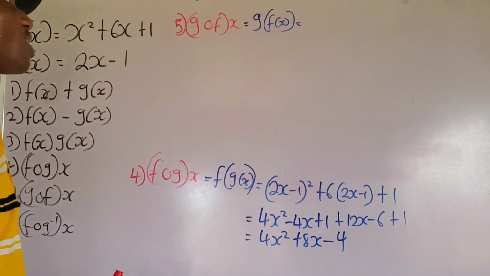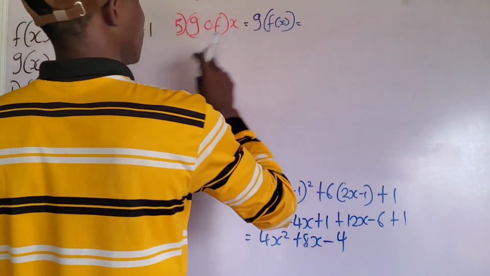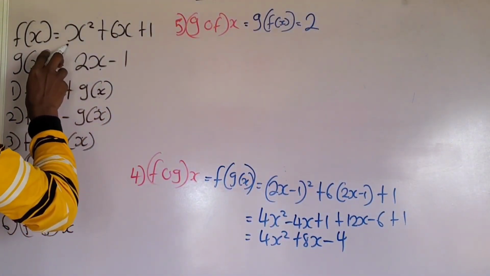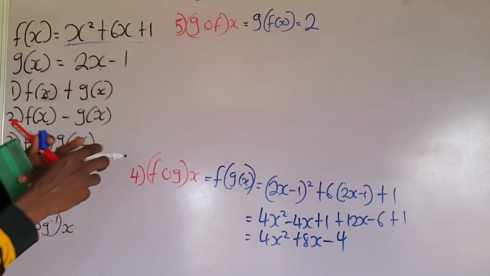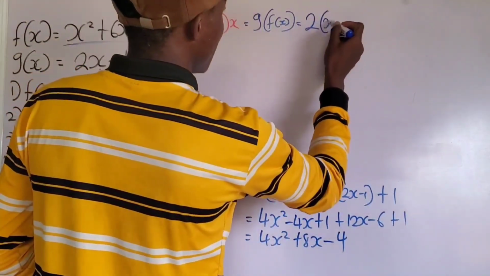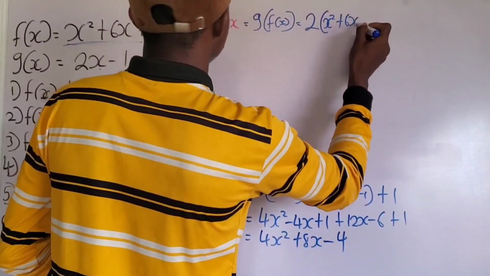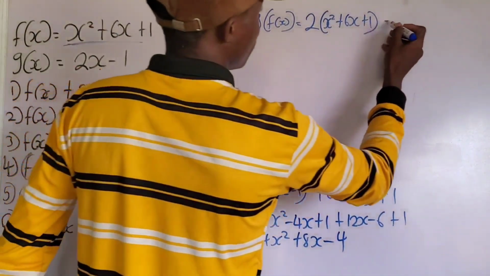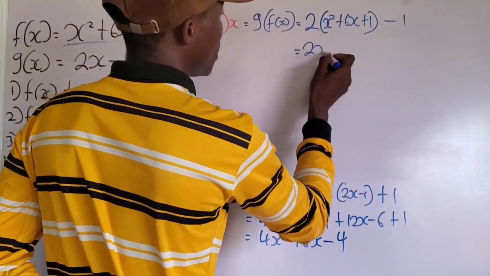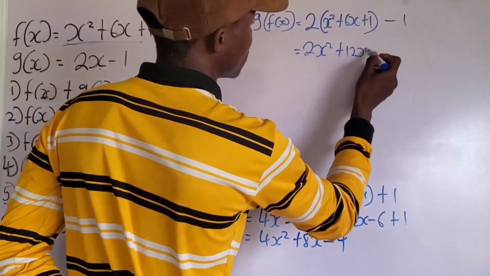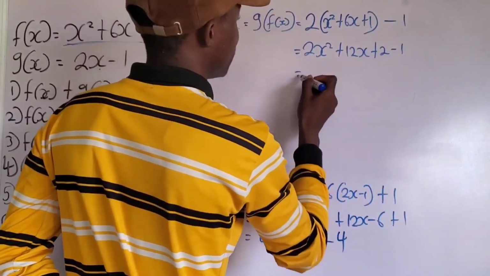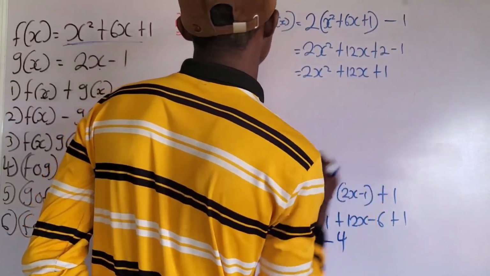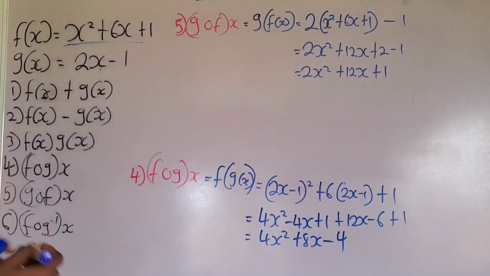You understand? So for this, g of f of x is 2 times, instead of x, I'm going to have f of x. f of x is what? x squared plus 6x plus 1. So I'm going to have 2 multiplied by (x squared plus 6x plus 1), then minus 1. Okay, so for this I'm going to have 2x squared plus 12x plus 2 minus 1, which is 2x squared plus 12x plus 1. Okay, so that is the final answer. That is the answer to that one.